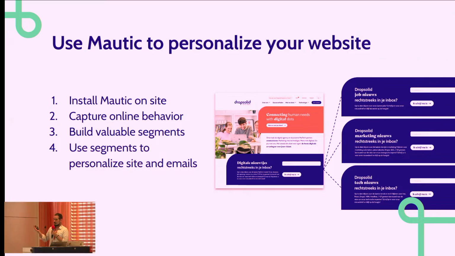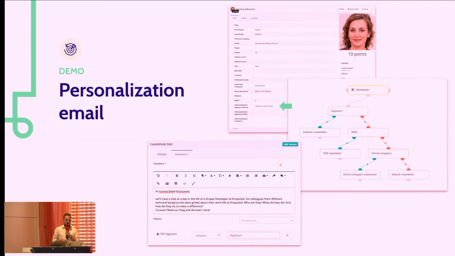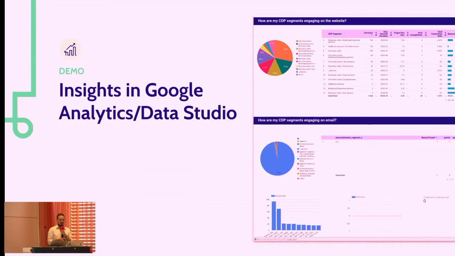If you want to do this, for example, if you want to install Mautic, you install a JavaScript on your website, which is doing all the tracking once you approve the cookies. So it captures all the behavior, builds valuable segments, and then you use these segments to build emails or build different call to actions. Based on your segment, you send your users different emails, you show them different call to actions, and everybody gets a personalized experience. And then you visualize it in your Data Studio.